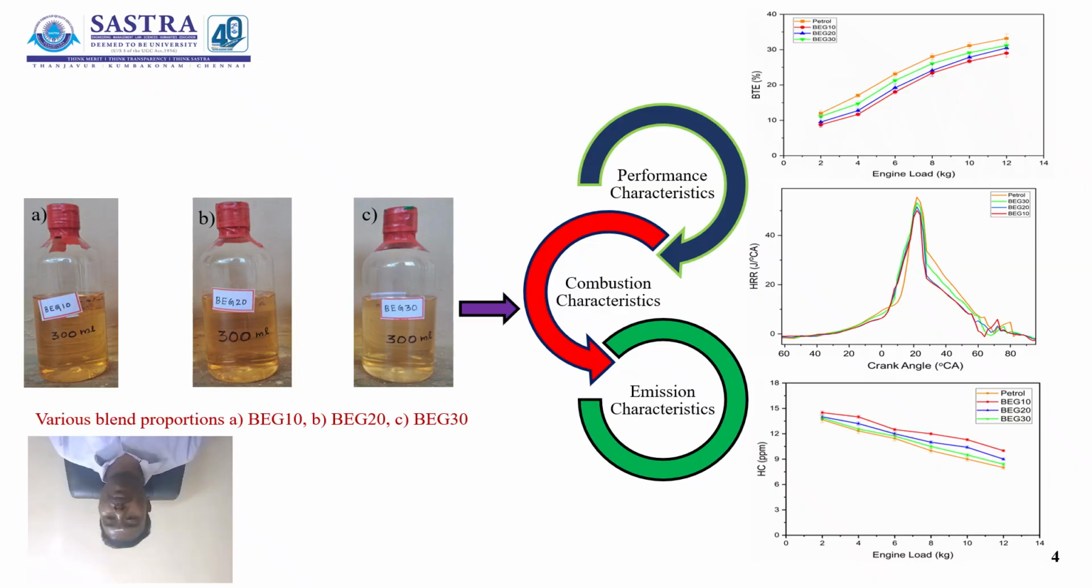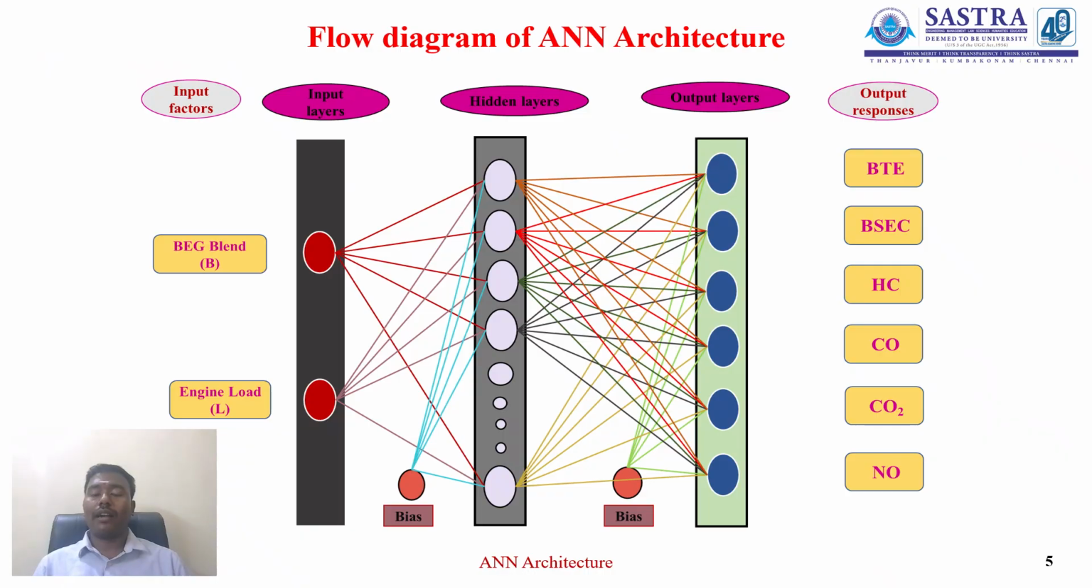With this value, we prepared the ANN modeling to analyze the optimized value, reducing the number of experimental runs, where the input parameters are BEG blend and engine load, and the output responses are BTE, BSFC, HC, CO2, CO and NOx. Here we can identify that the R square value was 0.9965, which is very close to 1, showing that the ANN modeling predicts with more accuracy and that the BEG30 blend is found to be an optimum blend while comparing with other BEG blends.